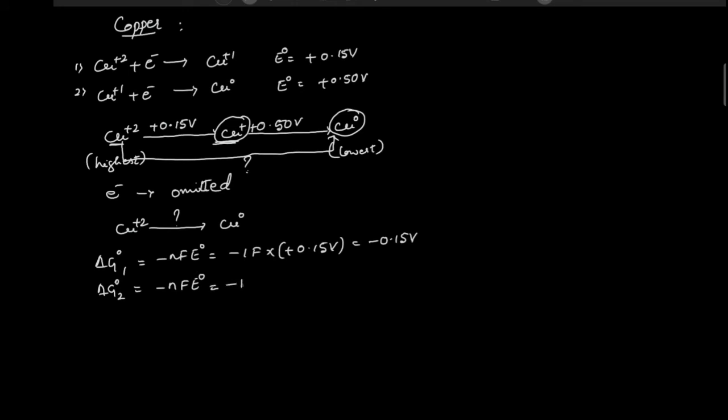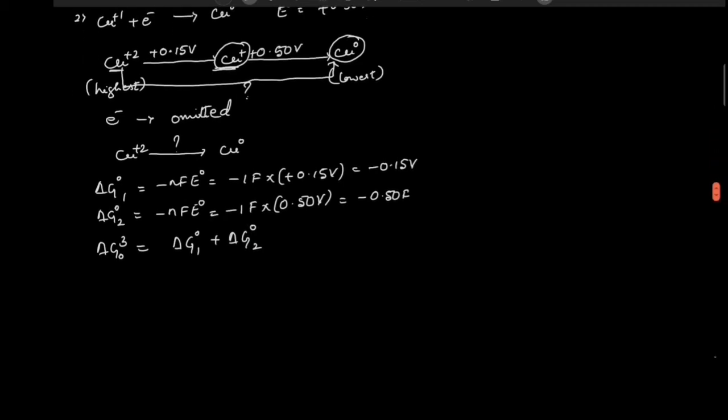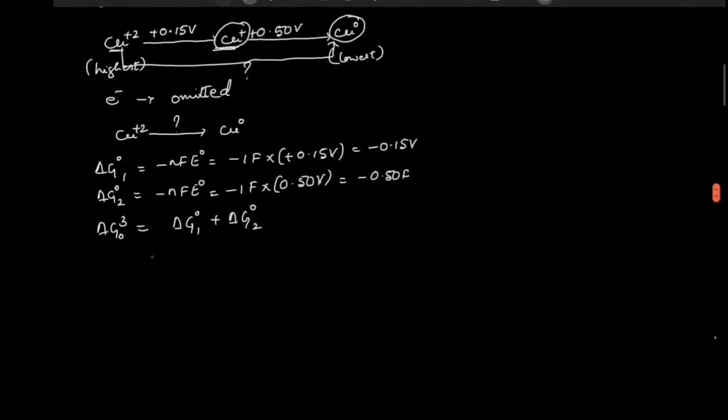How many electrons are involved? Here also only one electron is involved in the reaction, so it can be written like this: minus 0.50 F. Now we need to calculate the delta G naught value for the non-adjacent species, which can be written as delta G naught 1 plus delta G naught 2. We have calculated delta G naught 1 as minus 0.15 F and delta G naught 2 as minus 0.50 F.